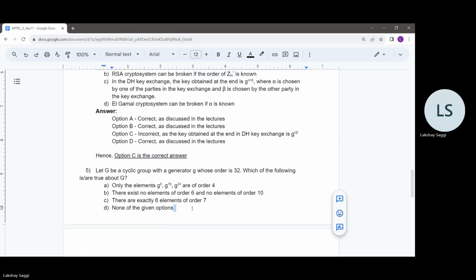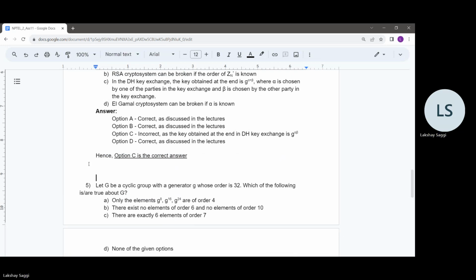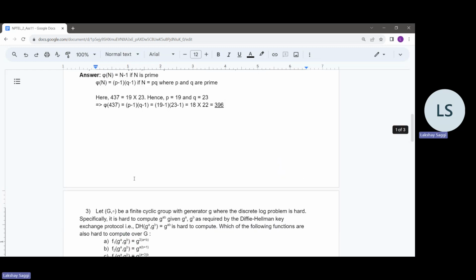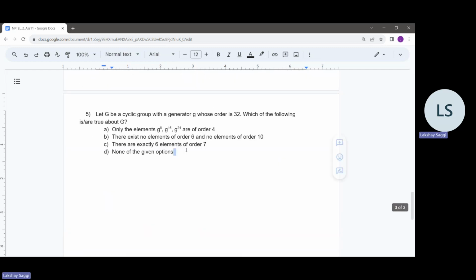So maybe let's come to question 5 then. We have defined groups and subgroups. Now let's come to this question 5. Question 5 says, let G be a cyclic group with a generator g, whose order is 32. Which of the following are true about G? Capital G is given as a cyclic group, and the generator of that cyclic group is this small g.